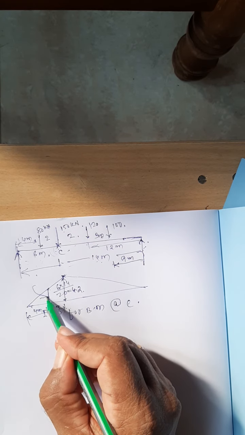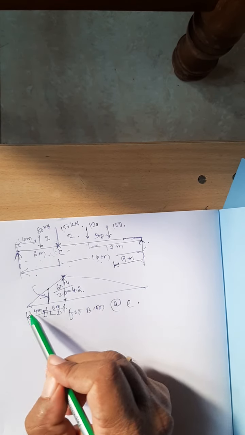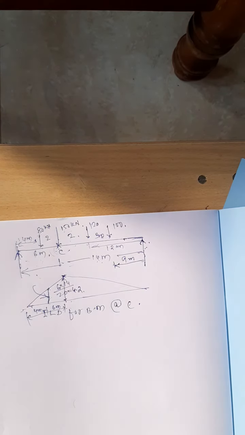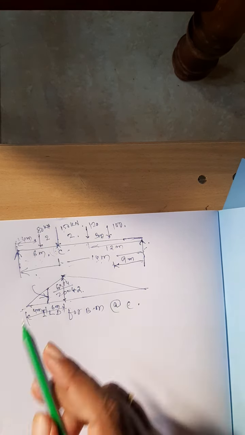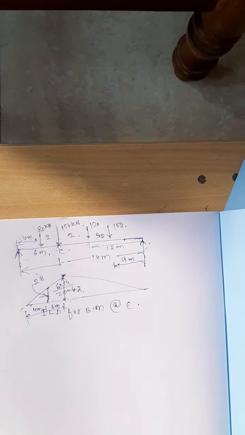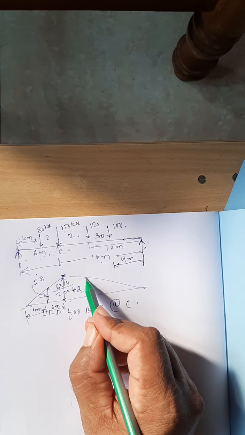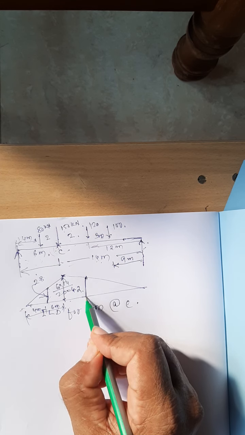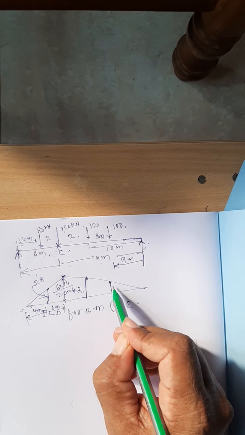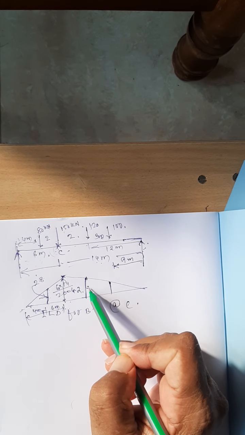Therefore, can you guess what is this number? That is nothing but 4.2 divided by 6 into 4, from similar triangle properties, yes, that works out to be 2.8. Like that, you need to calculate the value of the ordinate of the bending moment under the loads.